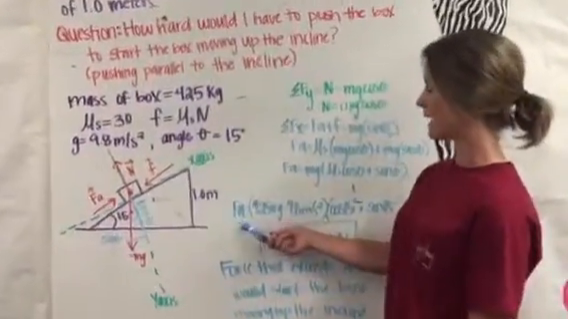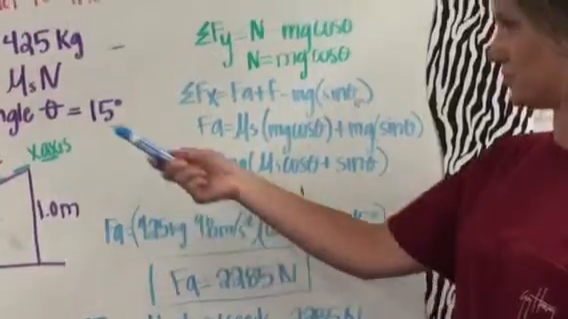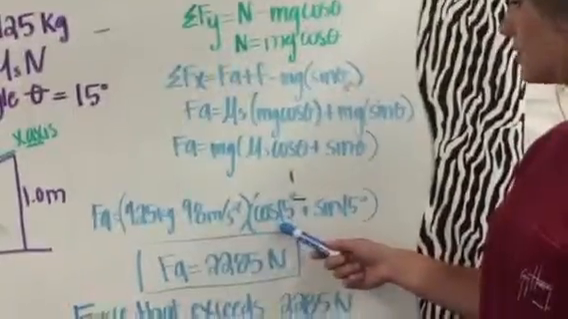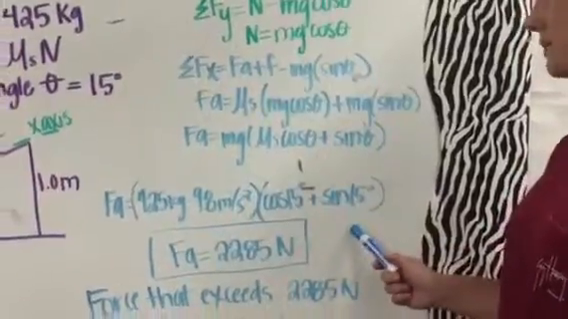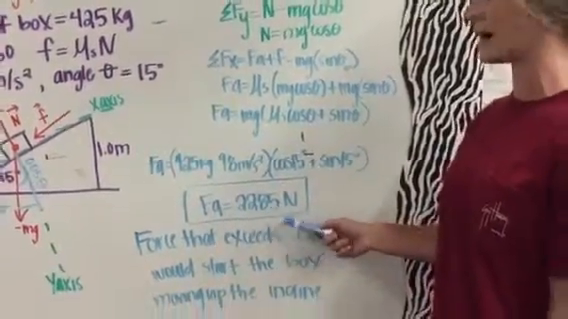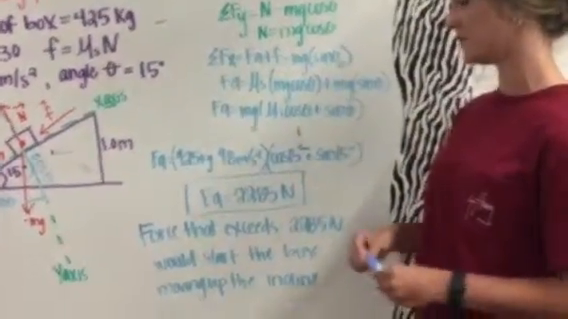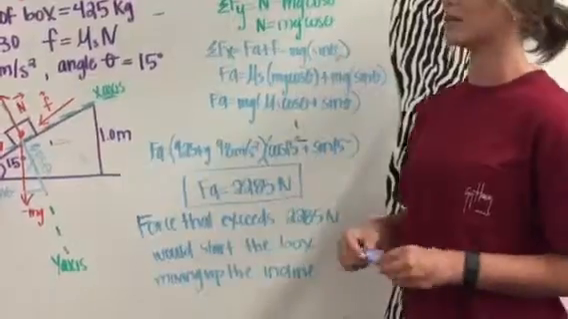You have the force applied equals 425 kilograms, which is the mass, times g, 9.8 meters per second squared, times the cosine of 15 degrees plus the sine of 15 degrees, and you get Fa equals 2,285 newtons. So a force that exceeds 2,285 newtons would start the box moving up the incline.